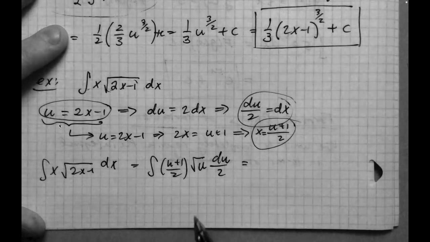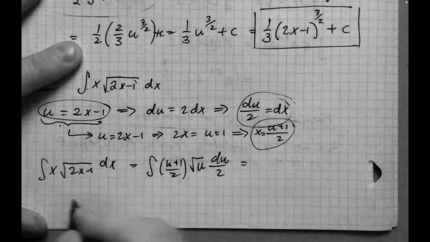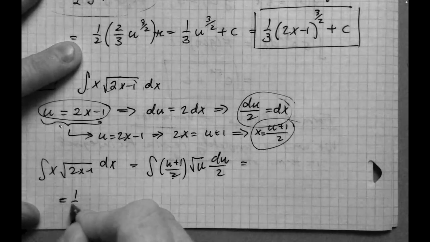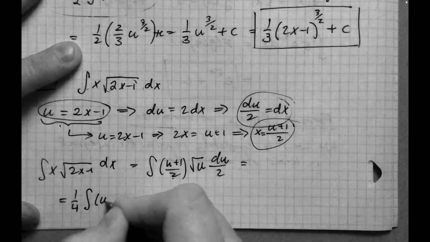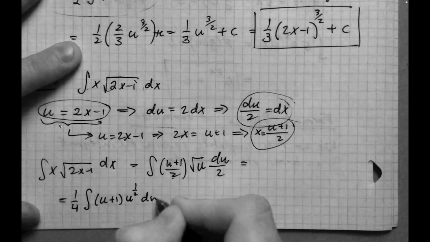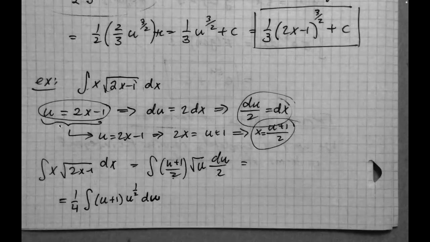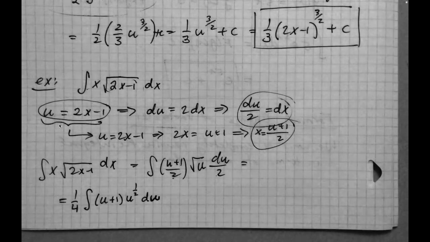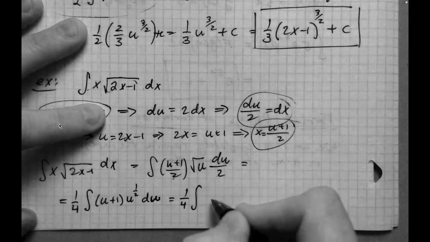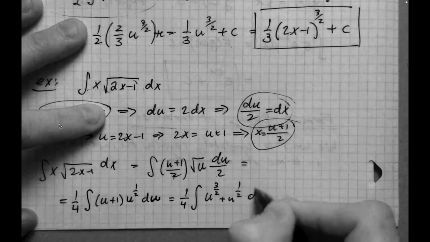Okay, and then obviously you're going to want to clean this up as much as possible, and when you do that, the 2's can be multiplied together and you get 1/4 on the outside, and then you have u plus 1 times, and I'm going to write this as u to the 1/2 du. That's a du. Well, it looks a little bit like a w, but it's supposed to be du. And then, of course, you can rewrite that as 1/4 times the integral of u to the 3/2 plus u to the 1/2 du.